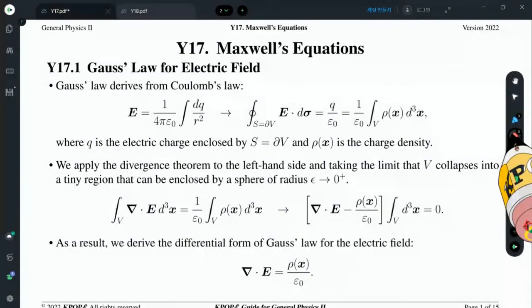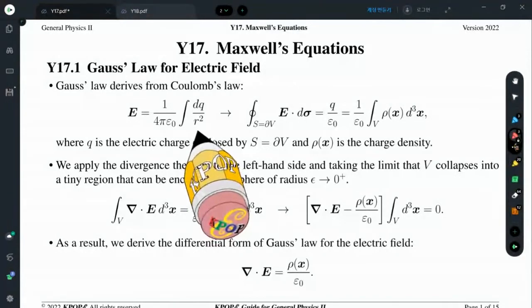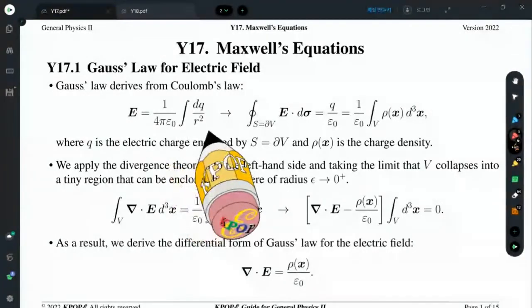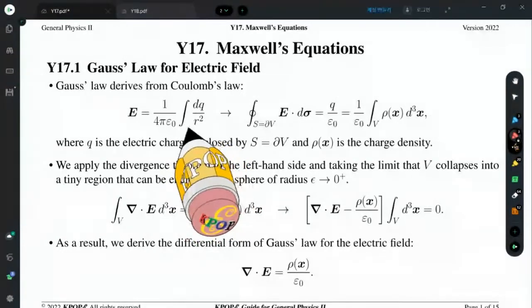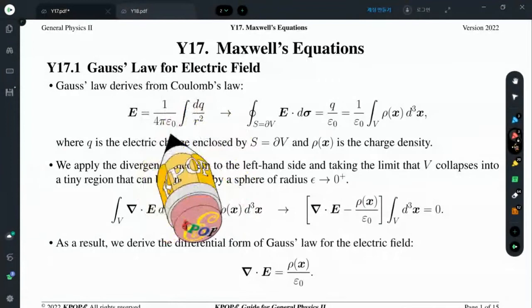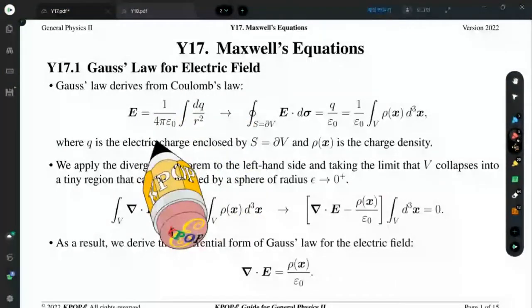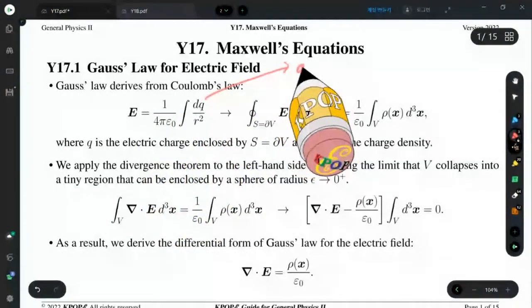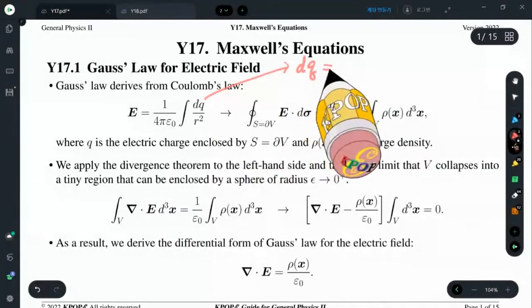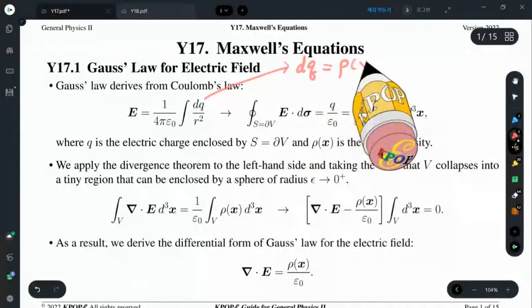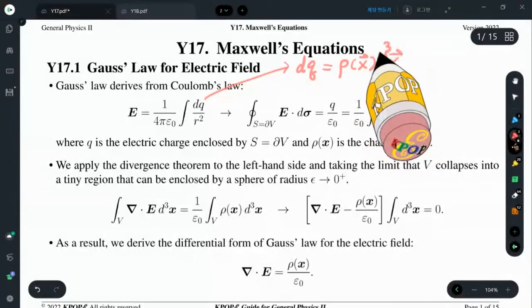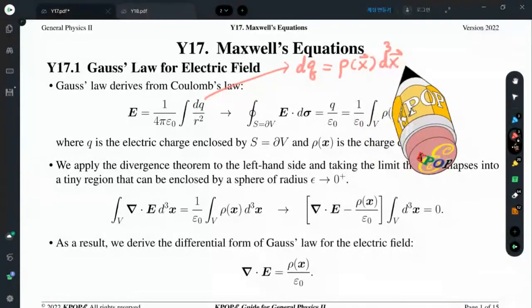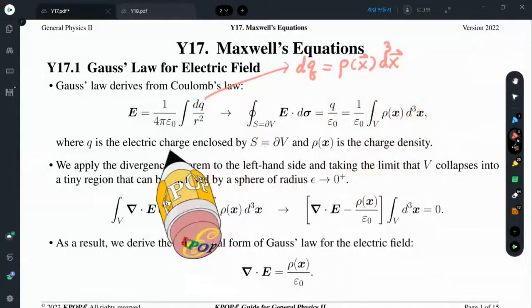The first Gauss law is for the electric field, and you recall the electric field due to the distribution of charges over space is just this, expressed in terms of this three-dimensional integral, and this charge dq can be expressed as charge density over space multiplied by the differential volume element over space.